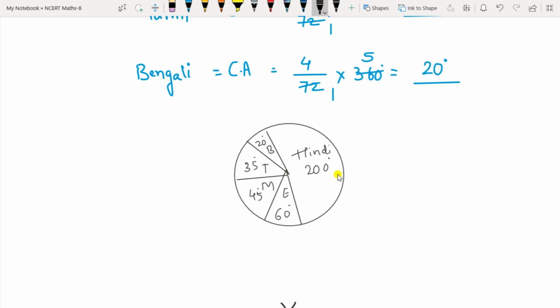So first you draw a radius, any radius, then with the protractor, keep the protractor here and mark 180, and then move the protractor to the other side and mark 20 degrees again. So that will be your Hindi. Then accordingly keep the protractor here and mark 60 degrees. Again keep the protractor on this line, then mark 45 degrees. Again on this line, mark 35 degrees, and then on this line you will get 20 degrees again. Okay. So this is how you have to do the pie chart.